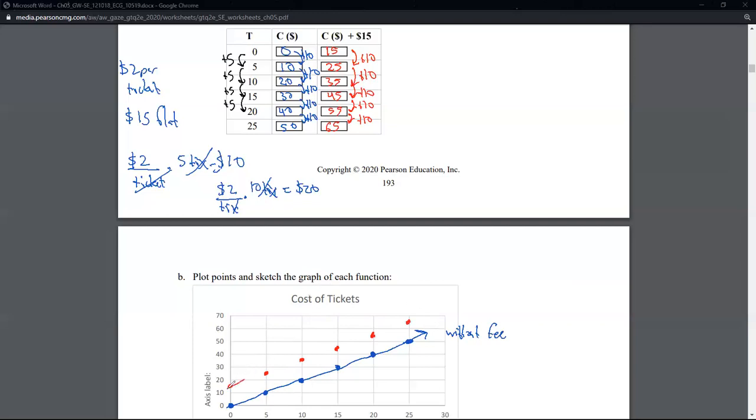Connect and extend with a nice line. Try and not bend it like I just did. That wasn't too great. Let's try that one more time. And then I like to extend just a little at least. So that was with the fee. In other words, your final cost. With your fees is generally your final cost.